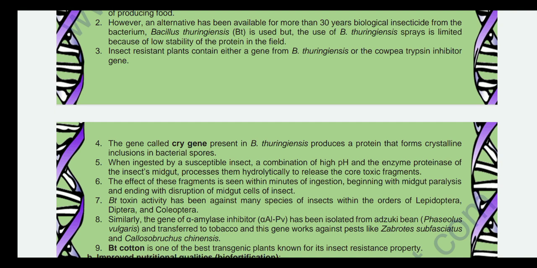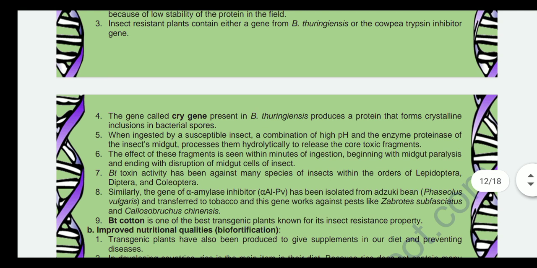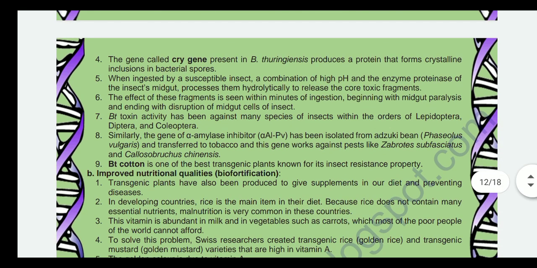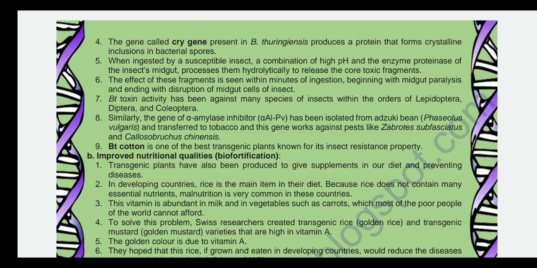So insect resistant plants contain either a gene from the bacterium Bacillus thuringiensis, or the cowpea trypsin inhibitor gene. The gene called cry gene, which is present in the bacterium Bacillus thuringiensis, produces a protein that forms crystalline inclusions in bacterial spores. When ingested by the susceptible insect, the combination of high pH and the enzyme proteinase of the insect's midgut processes them hydrolytically to release the core toxic fragments.